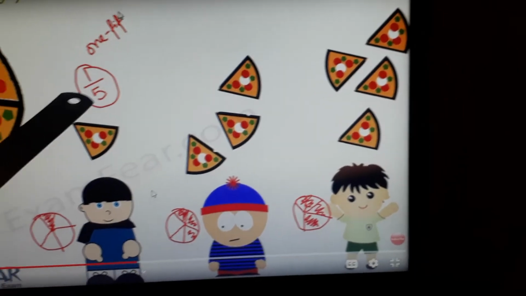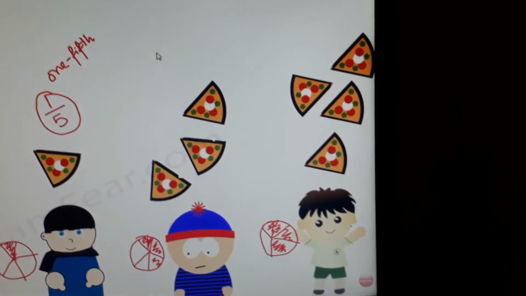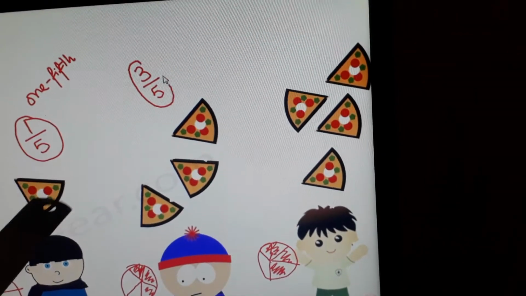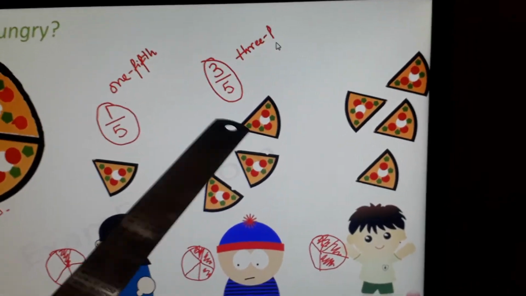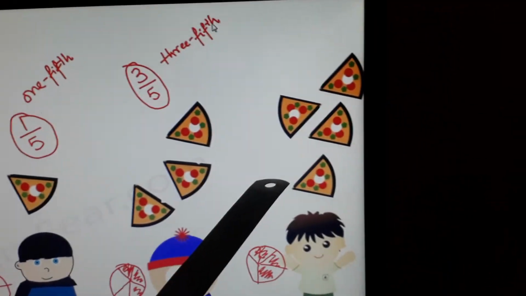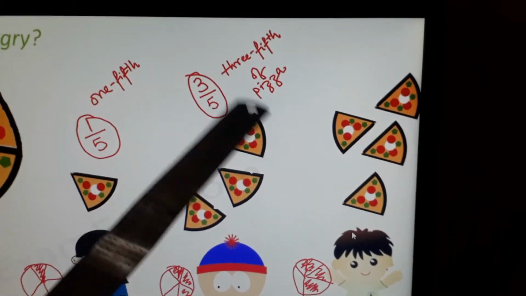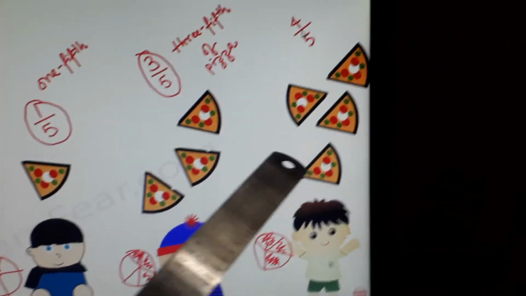So how will you read? 1 by 5 means 1/5. 3 by 5 means 3/5. And 4 by 5 means, see children, 3/5 of pizza. Here 1/5 of pizza and here 4/5 of pizza.